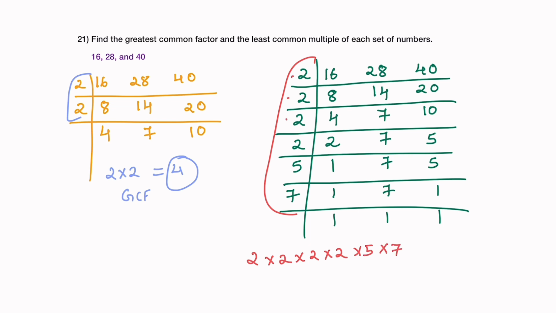1, 2, 3, 4 2's that we have. So 2 times 2 is 4, 4 times 2 is 8, 8 times 2 is 16, 16 times 5 is 80, and 80 times 7. 8 times 7 is 56, right? So this is 80 times 7, there's an extra 0. So that's 560. Ready for the next one?